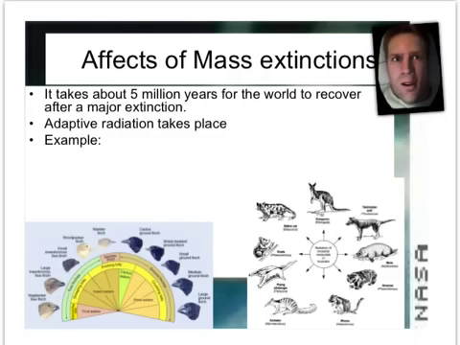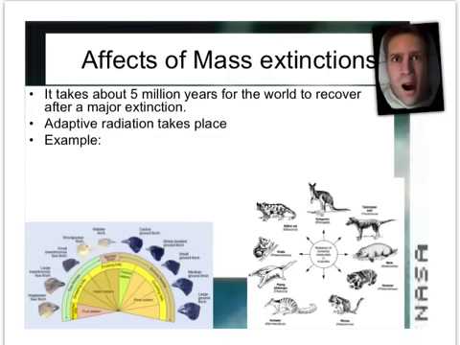Last thing we're going to talk about is the effects of mass extinction. It does take about 5 million years for the world to recover after a mass extinction event. When we talked about the Permian extinction, we talked about how that was a universal dead time. And so it does take a long time. The species that do survive do tend to take the place of the species that went extinct.